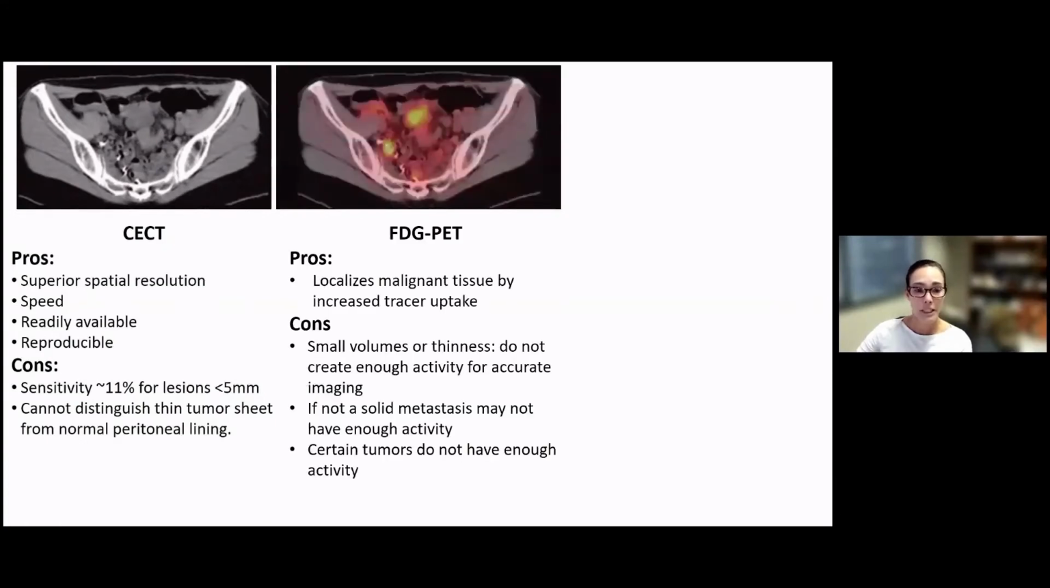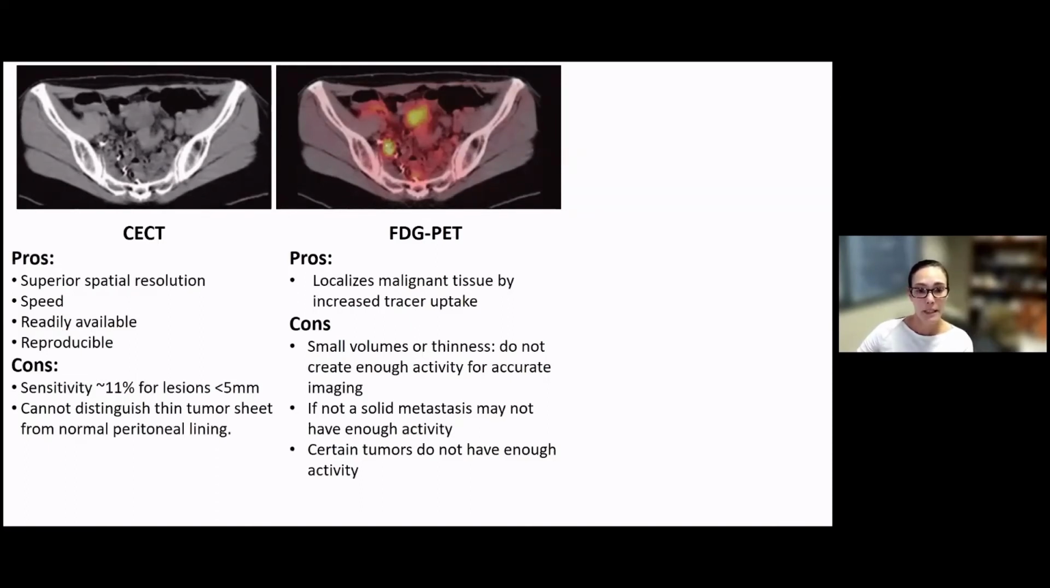A PET FDG, which is the one with glucose, does localize malignant tissue by increased tracer uptake. However, anything that is acting fast or replicating fast, like cells that are active, may show activity. So we have to know which areas are normally showing activity versus which areas are going to be tumor. The cons is that small volumes or thin tumors may not create enough activity for us to be able to see them with a PET.